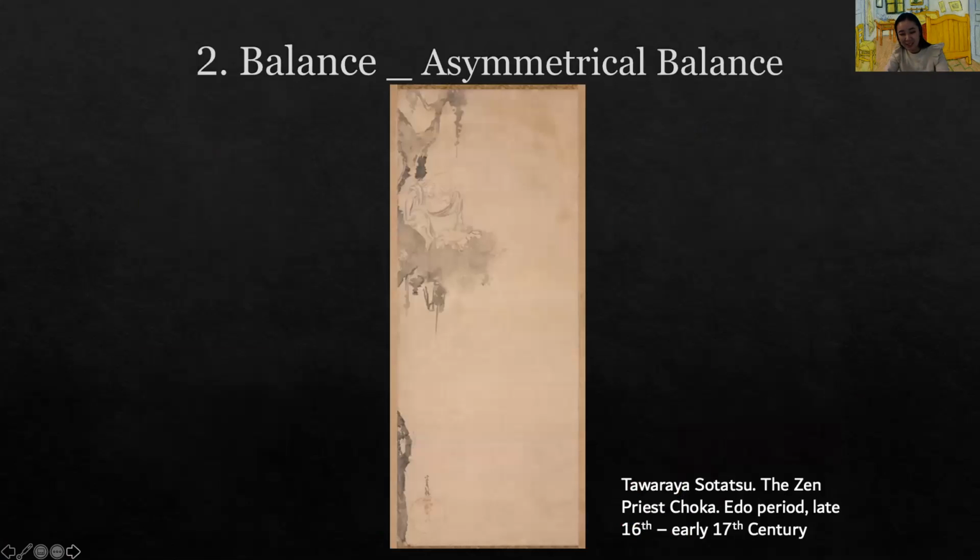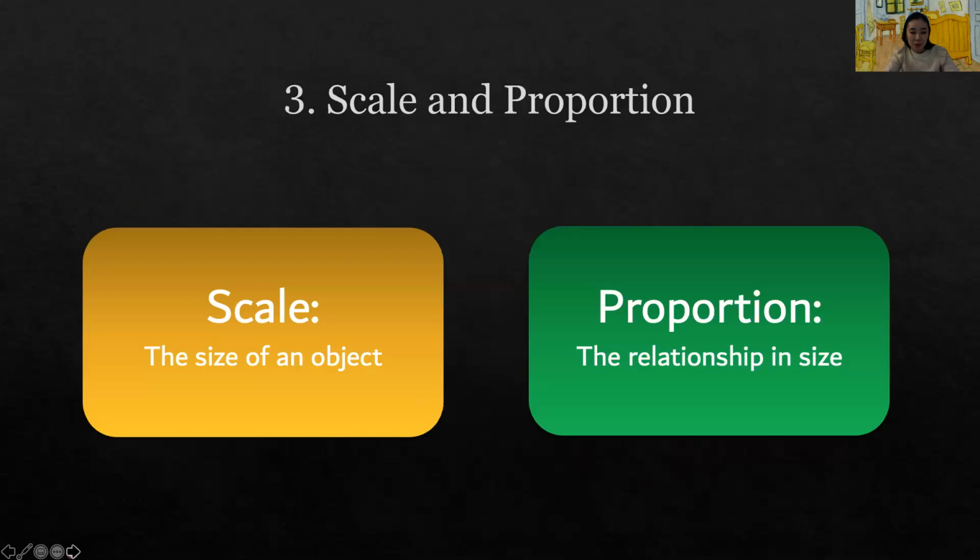All right, so let's move on to the next principle, scale and proportion. So scale is the size of an object or artwork relative to another object or artwork or to a system of measurement. And proportion refers to size relationships between parts of a whole or between 2 or more items perceived as a unit.